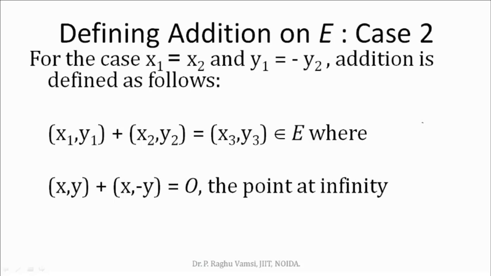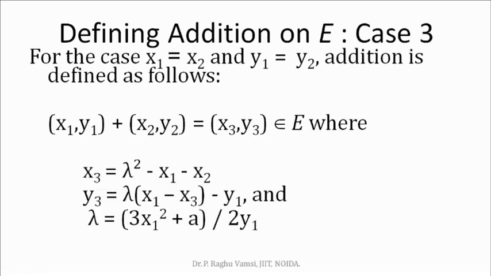While coming to the third case, if both x1 and x2 and y1 and y2 are equal, it is just like the case of point doubling. In case of point doubling, first lambda will be calculated like this: 3x1 square plus a by 2y1. Again, this should be moduloed with p.